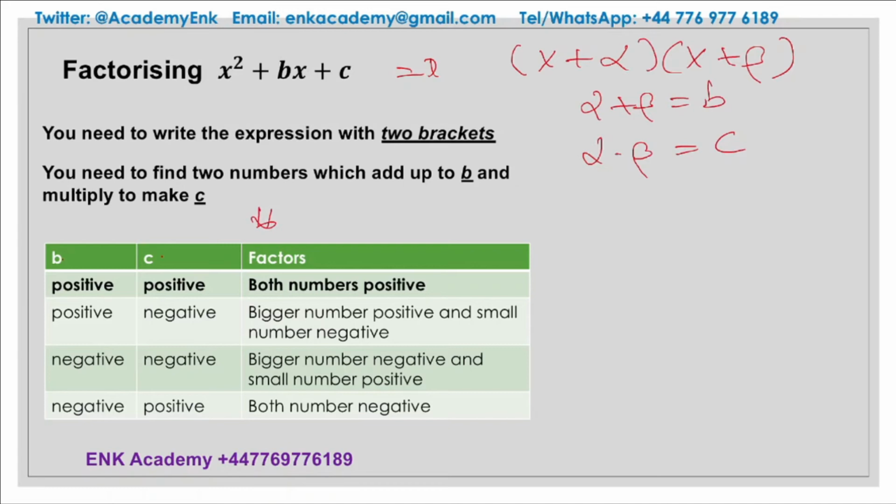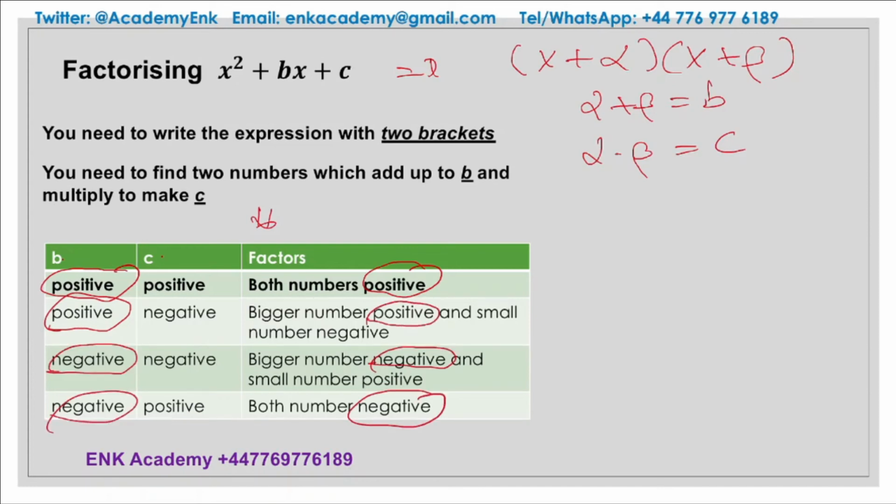If b and c are positive, then both numbers are positive. If b is positive and c is negative, then the bigger number is positive and the smaller number is negative, between alpha and beta. If both b and c are negative, then the bigger number between alpha and beta is negative and the smaller number is positive. If b is negative and c is positive, then both numbers are negative. So what you see is that b is the deciding factor for the bigger number here.